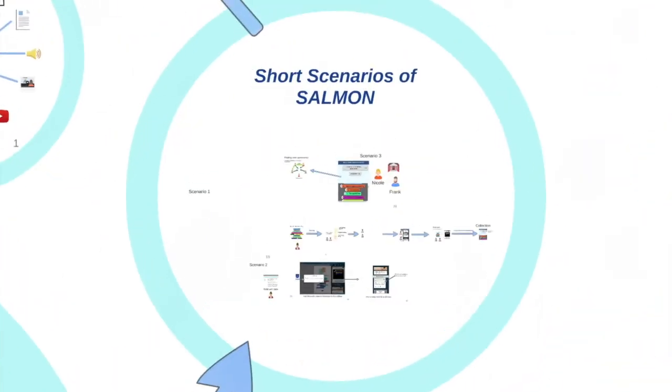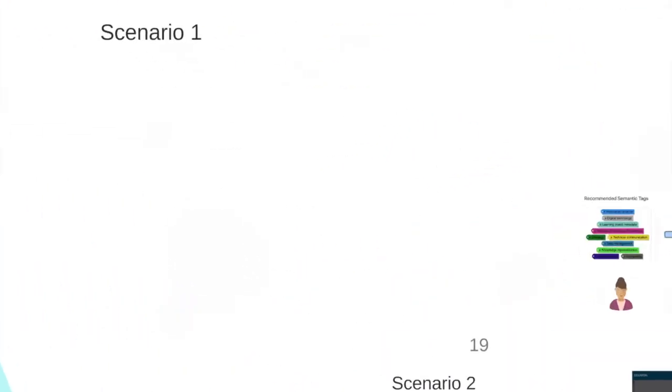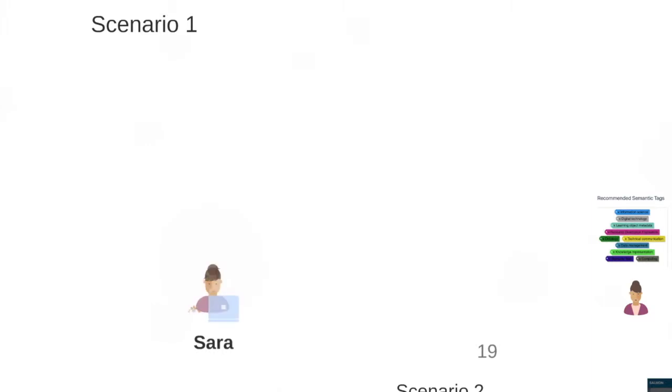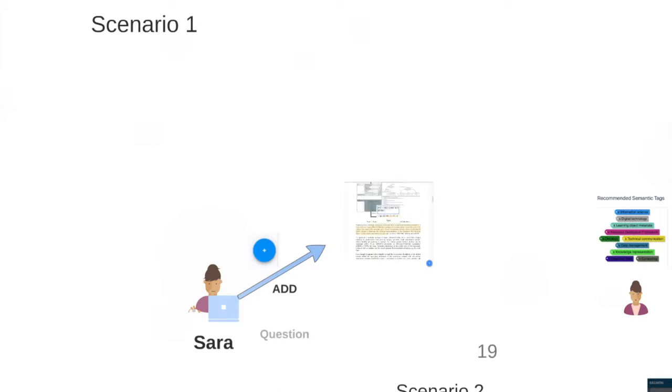So let's go to the short scenario of the Salmon. We have three scenarios. Suppose Sarah is a student. Sarah is a student that wants to add a learning material. She can highlight and write a question inside the Salmon.